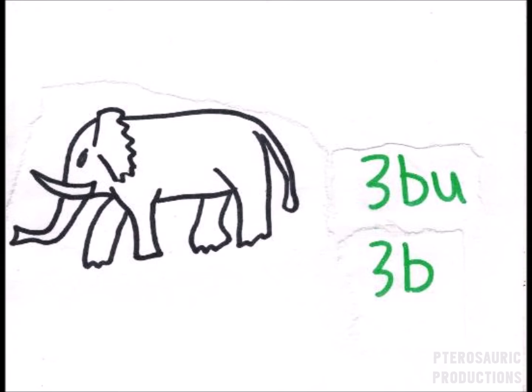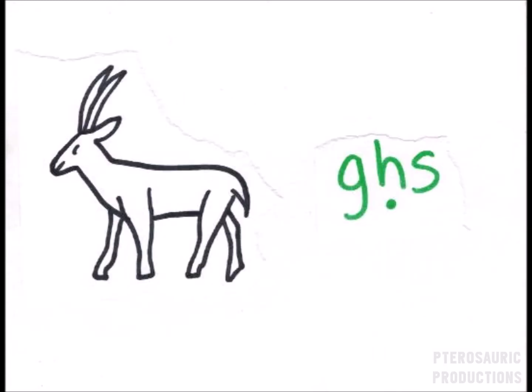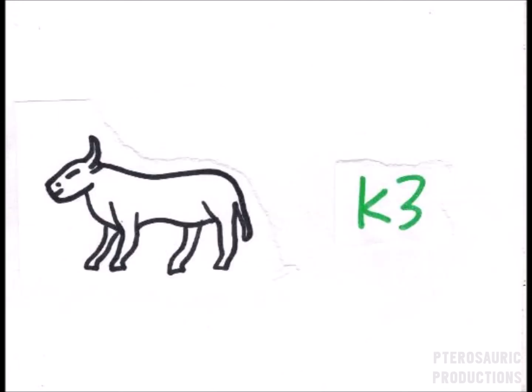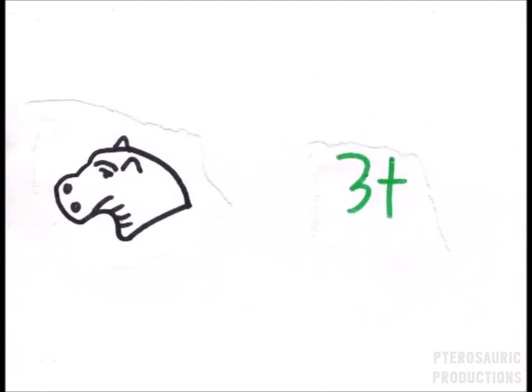And we have the elephant, and that is ABU, or just AB. Next we have an animal called the oryx, and it is spelled GH with a dot S. Next is the rabbit or the hare, and it is spelled WN. And we have the ox, KA. And we have the hippopotamus, or the hippopotamus head, spelled AT.